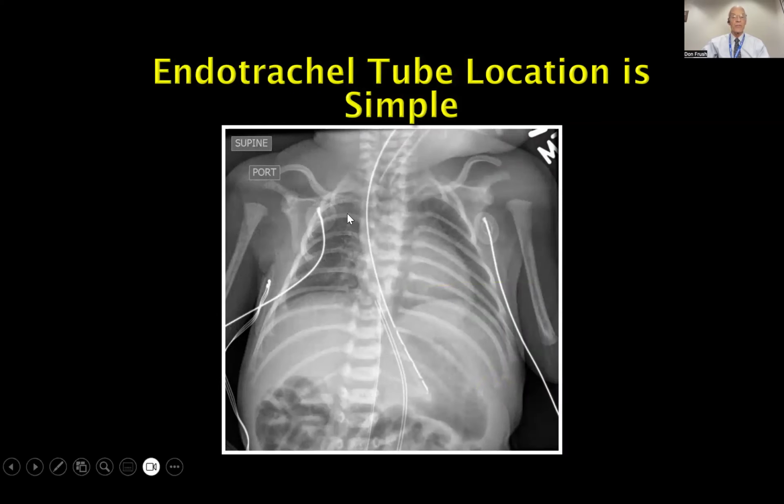Now, here's a tube, and there's obviously a gastric tube and an umbilical catheter. This tube is too high, right? Because your thoracic inlet is right here. It's defined by the mid portion of the first rib, so it's too high.